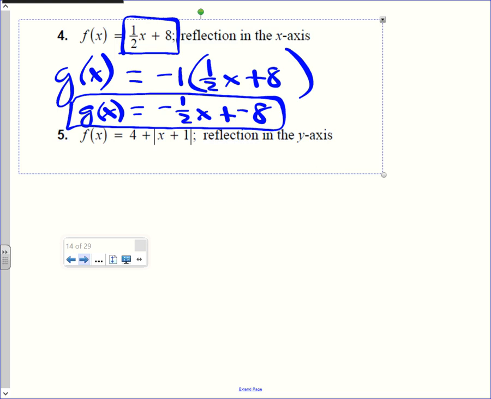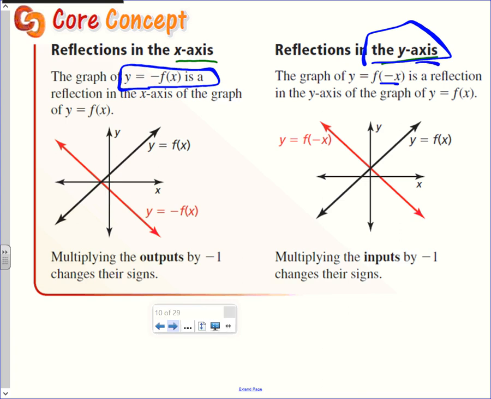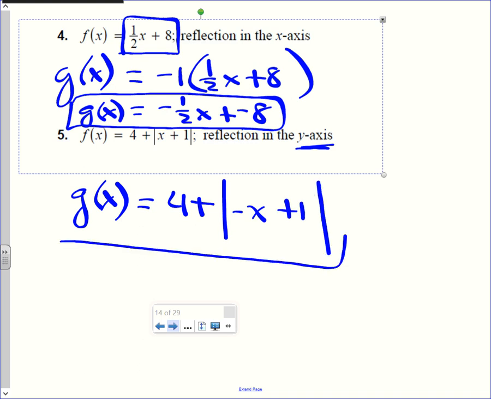How about number 5? 4 plus absolute value of x plus 1, reflected in the y-axis. Okay, so reflection in the y-axis involves multiplying only the input. Notice, just the input. Wherever I see x, I'm going to multiply the x by -1. Let's do it. So g of x equals 4 plus absolute value of -1 times x, which just becomes -x, plus 1. We're done. That was easy.